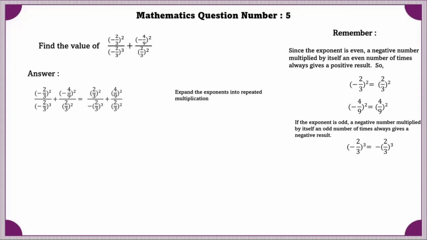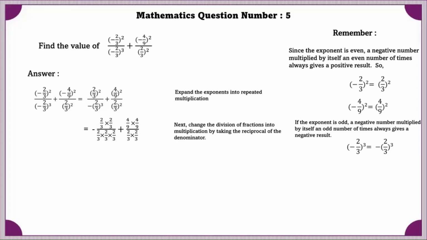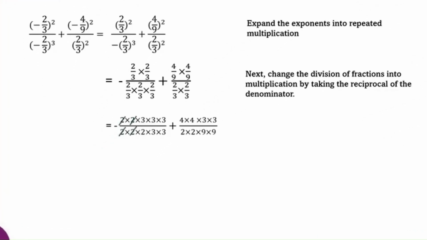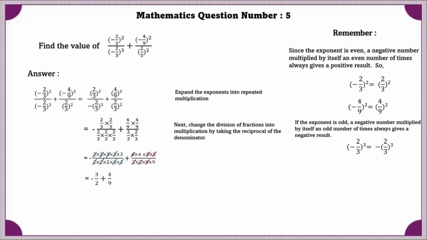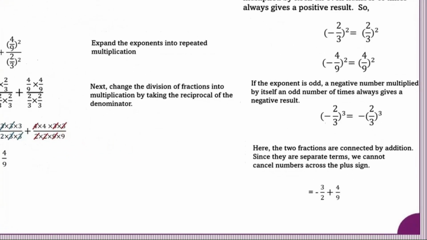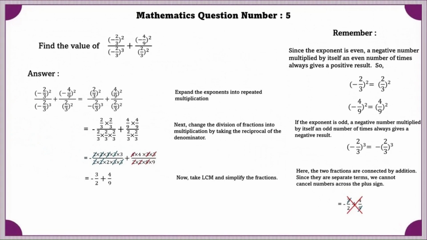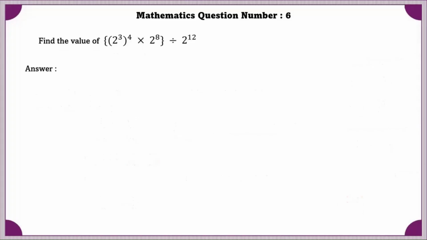Now let us expand the exponents into repeated multiplication. Next, let us change the division of fractions into multiplication by taking the reciprocal of the divisor. This helps us cancel out the like terms. Now we are left with minus 3/2 plus 4/9. Here the two fractions are connected by addition. Since they are separate terms, we cannot cancel numbers across the plus sign. So instead of cancelling, we have to take the LCM and simplify the fractions. After doing that, we get minus 19/18.